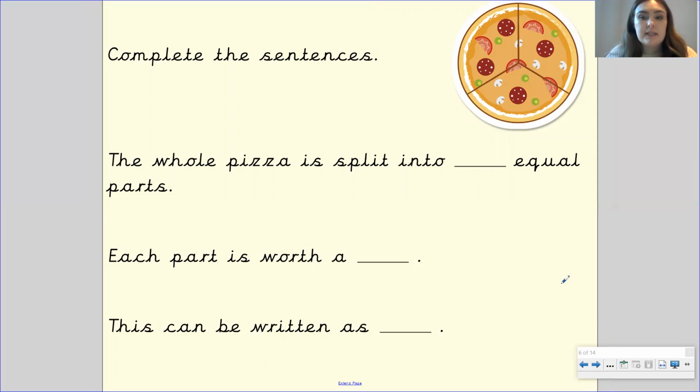Okay, we need to complete the sentences below. We've got a pizza here and it's been split into how many equal parts? Pause the video to have a think. Well done if you said 3. We've got 1, 2, 3 equal parts. That means each part is worth what? Well done, it's worth a third. And this can also be written as 1 over 3.